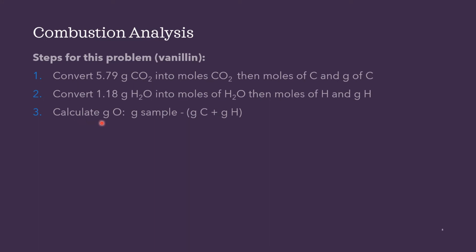Finally, we calculate the grams of oxygen, again, by taking grams of our sample and subtracting grams of carbon and grams of hydrogen. By definition, if our sample is made of carbon and hydrogen and oxygen, if we subtract grams of carbon and hydrogen from our sample, the only thing that can be left is oxygen.